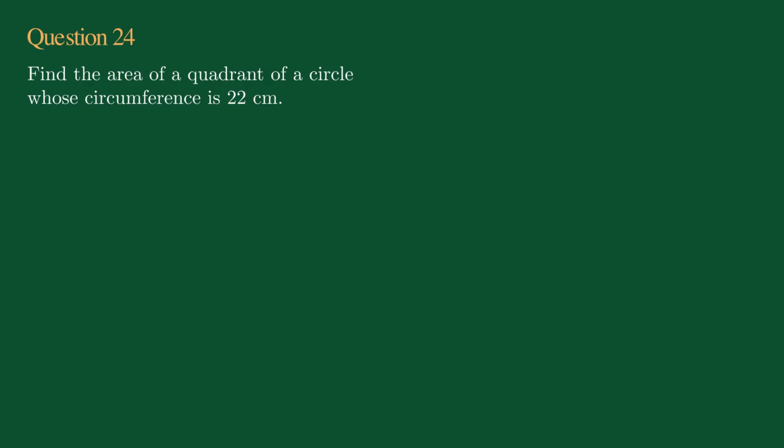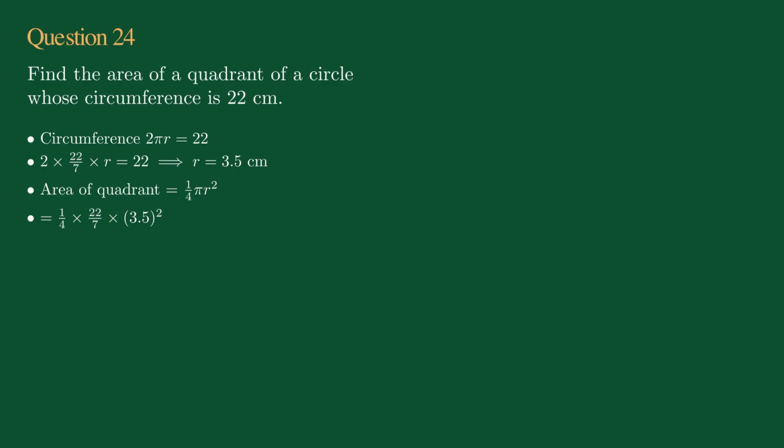Question 24. Find the area of a quadrant of a circle whose circumference is 22 centimeters. Given circumference 2 pi r is 22. We find the radius r is 3.5 centimeters. The area of a quadrant is 1/4 pi r squared. Substituting the values, we calculate the area. The area is 9.625 square centimeters.